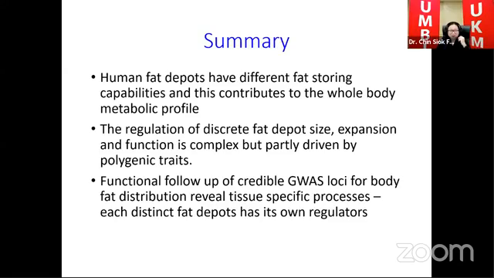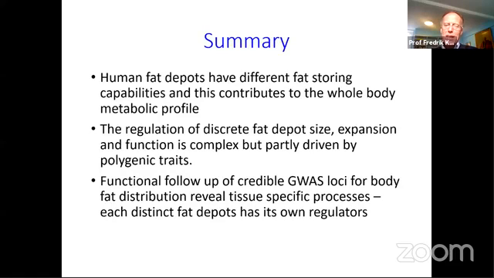All right. Can I allow one more question from the audience? Are the fat depots from the arms similar to the legs? Oh, that's an interesting question. I think they're actually different.